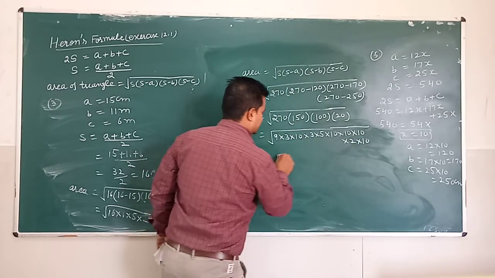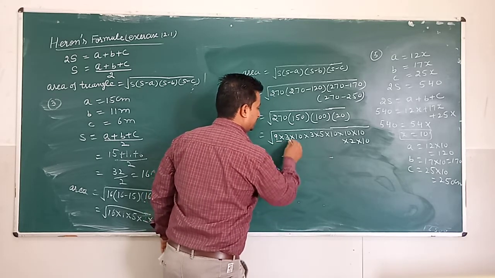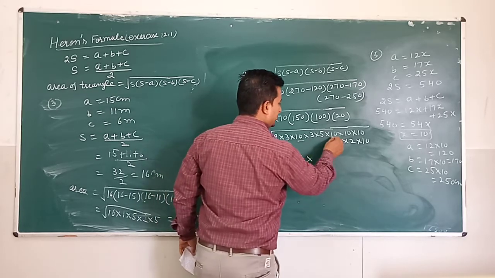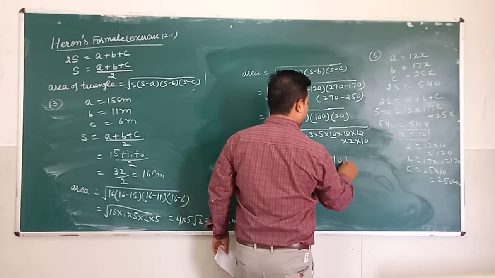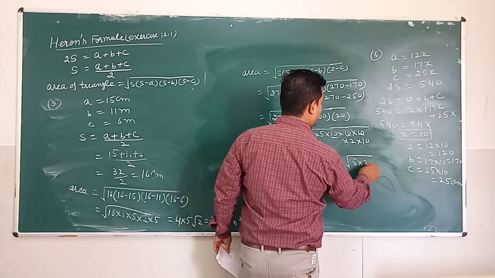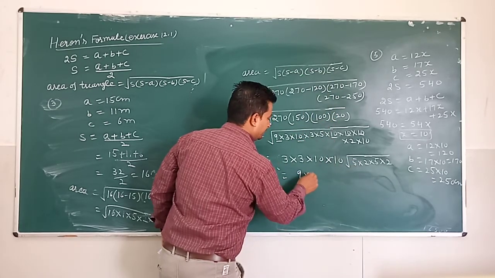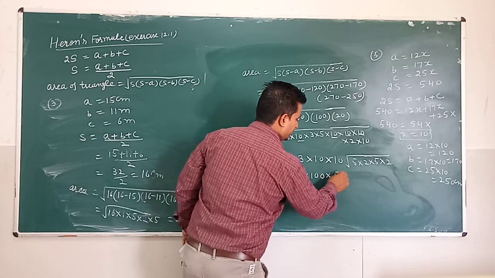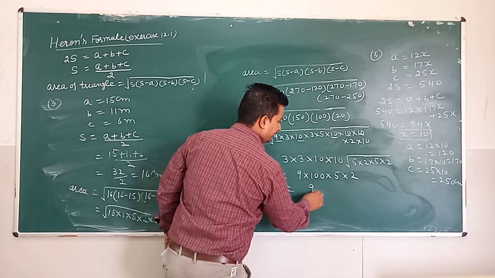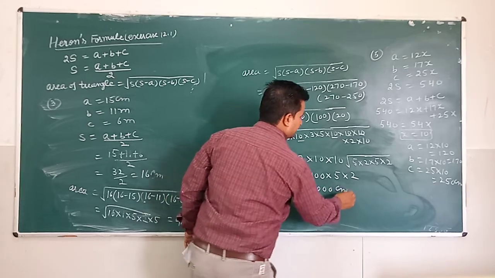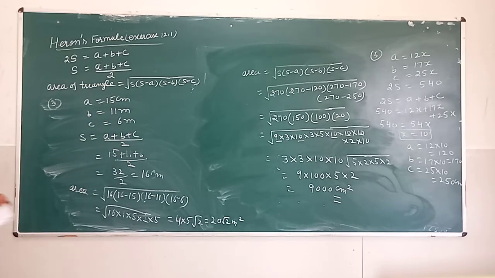So square root of this 9 is 3. Square root of this 9 is 3. This is also 3. And this is 10. This is also 10. And remaining is 5 into 2. 10 is 5 into 2. So this is 9 into 100 into 5 into 2. So this is 900 root 2 centimeter square, the area of this triangle.